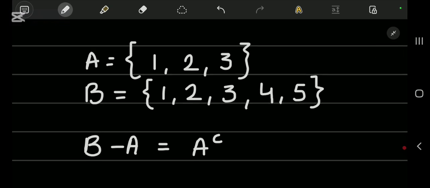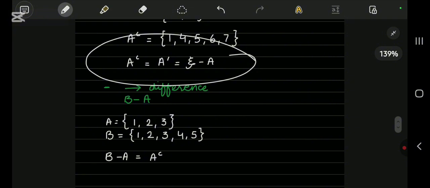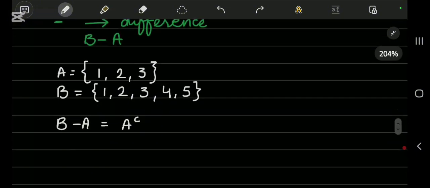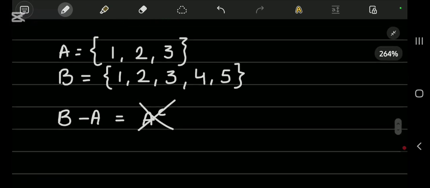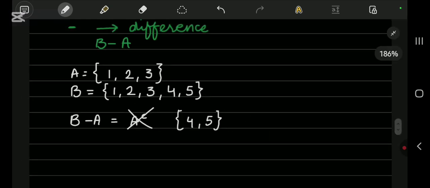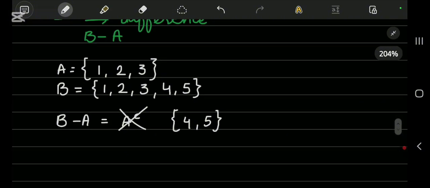A complement. We mostly use A complement when we are not comparing two sets, but just talking about the universal set and a particular set. But when we are comparing two sets, then we use this difference. So it is somehow similar to A complement, but obviously it's not about the universal set, so we cannot write this. B minus A means subtract all the elements of A from B, so you are left with 4 and 5 only. So B minus A means 4 and 5.